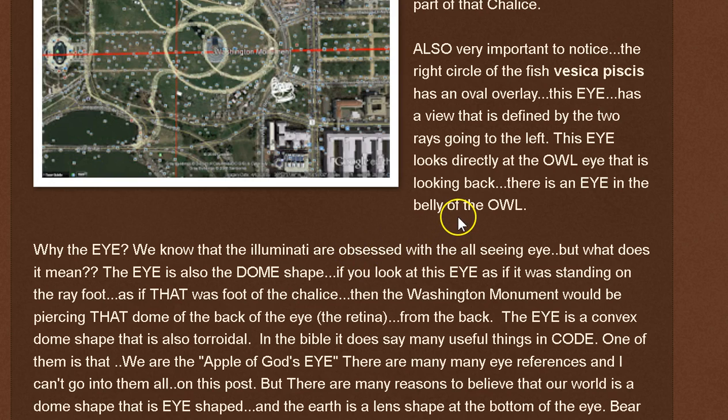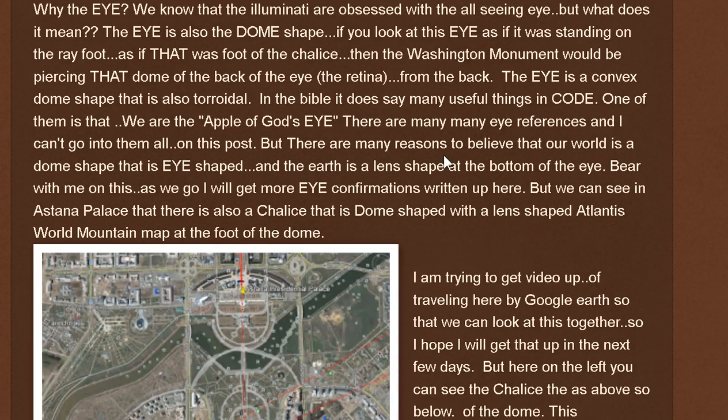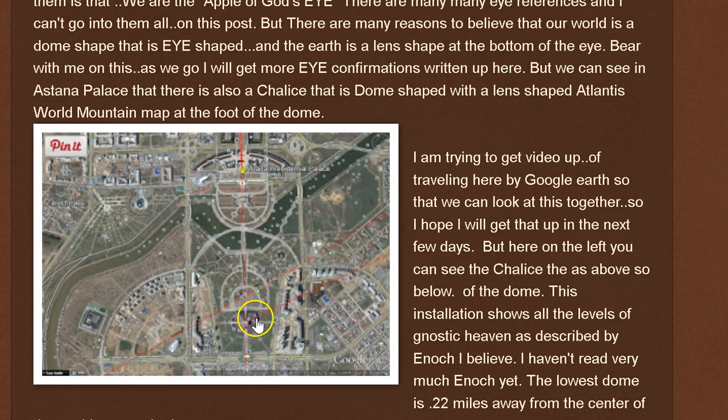is a lens shape at the bottom of the eye. Bear with me on this as we go. I will get more eye confirmations written up here. But we can see in Astana Palace that there is also a chalice that is dome-shaped with a lens-shaped Atlantis world mountain map at the foot of the dome.